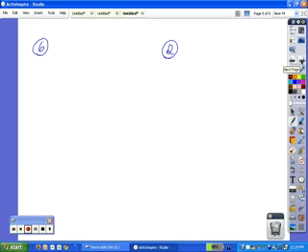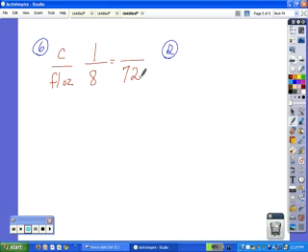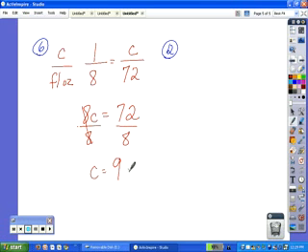Number 6 is the same type of problem, except it's not in the context of a word problem. It's cups to fluid ounces that's being converted. We have to know that 1 cup is 8 fluid ounces. The problem is giving us 72 fluid ounces and asking us how many cups that would be. So we cross multiply. 8 times C is 8C. 1 times 72 is 72. We divide both sides by 8, and C would equal 9 cups.